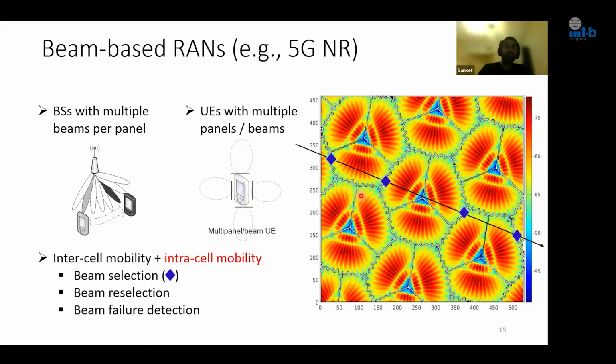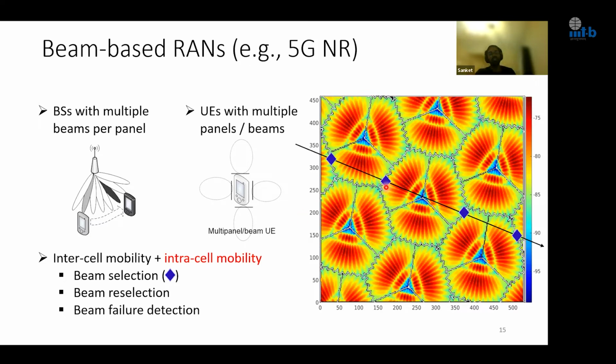Now, what is different in 5G NR? This figure shows the typical scenario in 5G NR. The intercell mobility remains the same. But now what happens in the intracell? If we focus on this hexagon here, we can see these red beams inside this cell. In 5G, the beams are an integral part, meaning that if the user is lying here, the user will be served by this beam, and if the user moves to this beam, then the user will be served by this beam.